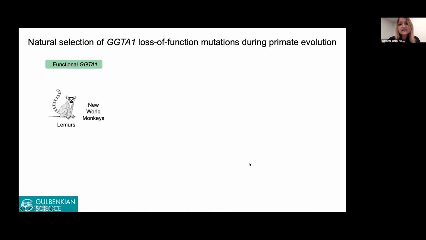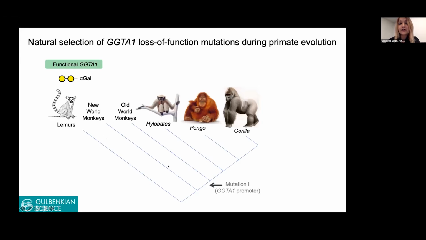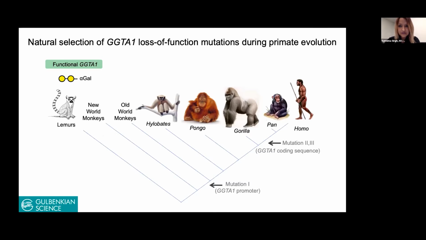Now, the evolutionary significance of this glycan lies in that during primate evolution, ancestral primates expressed functional GGTA1 and thus expressed alpha-gal. However, after the split from New World monkeys, the Old World primate lineage acquired three different loss-of-function mutations, rendering the gene non-functional, such that the Old World primates did not express alpha-gal.